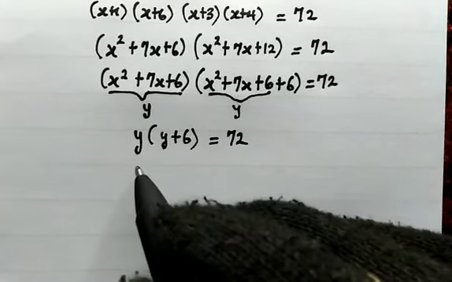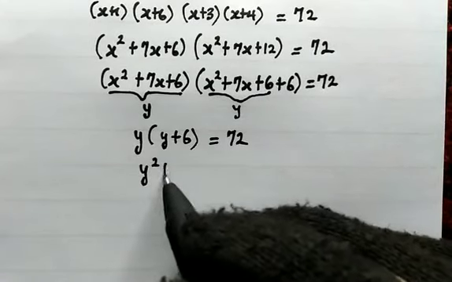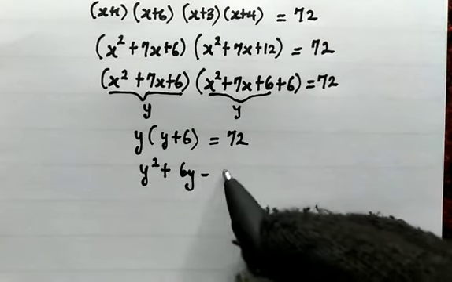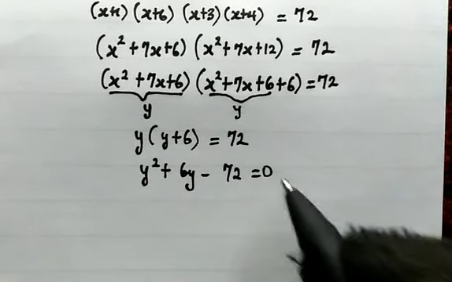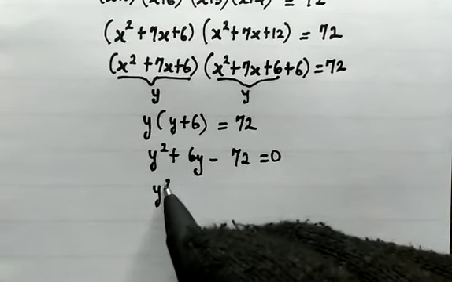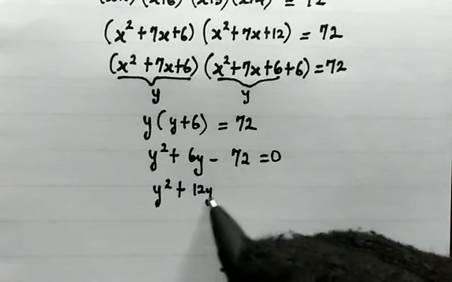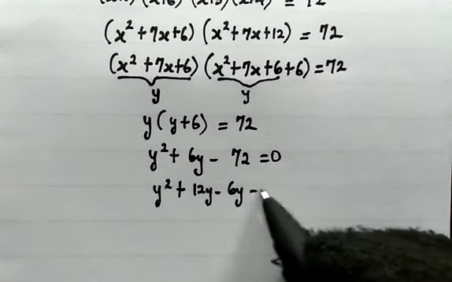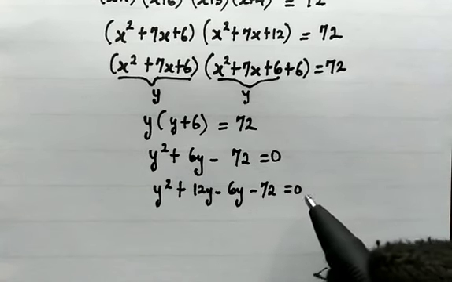So from here, we have to open this bracket. So we have y squared plus 6y minus 72, and this is equal to 0. So this equation is factorizable. So here we write 6y as 12y minus 6y, then minus 72, equal to 0.